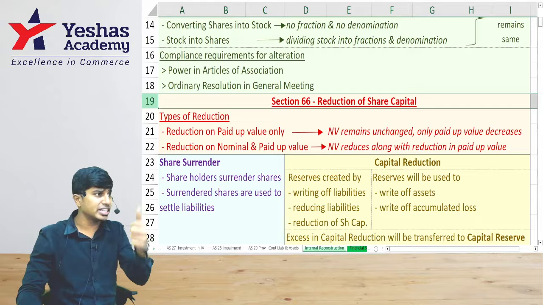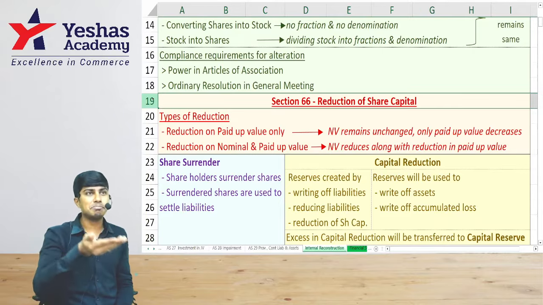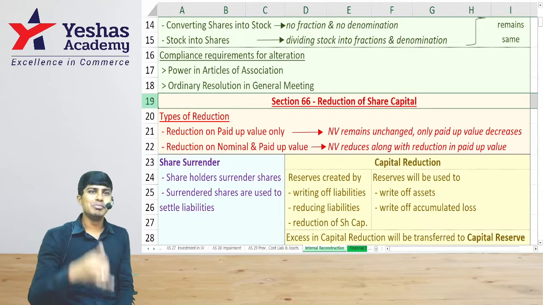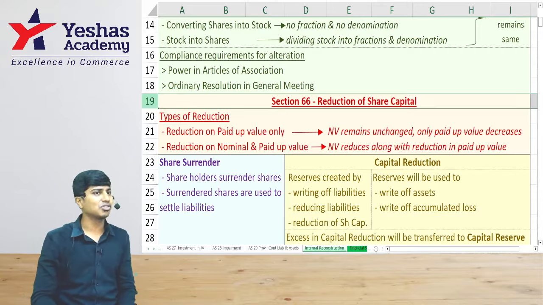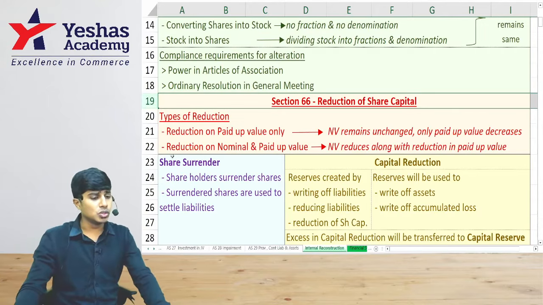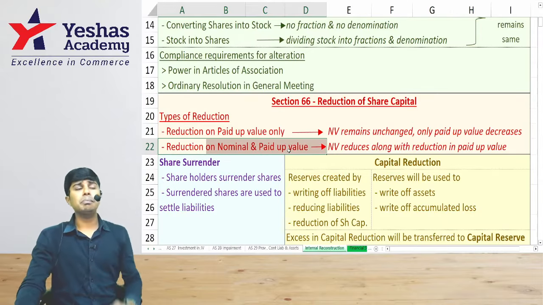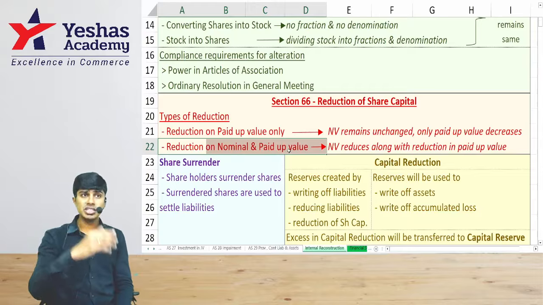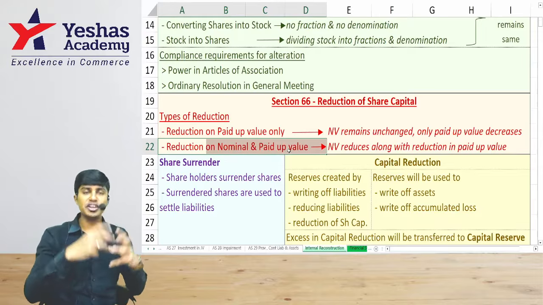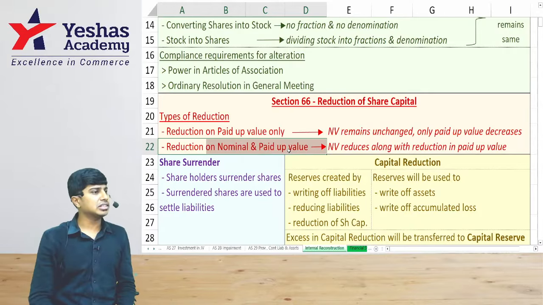Later, when the company wants cash, the company can make that partly paid up share fully paid up by making the share call and collecting cash from the shareholder. However, the company can choose to reduce not just the paid up value but also the nominal value. Why would the company do this? The company would do this to reduce or free up the capital within the authorized limits so that it can give shares to somebody.